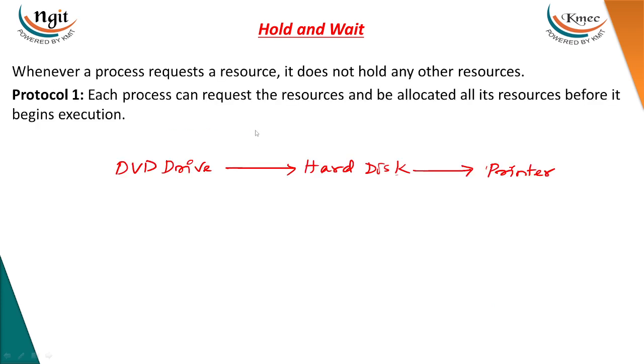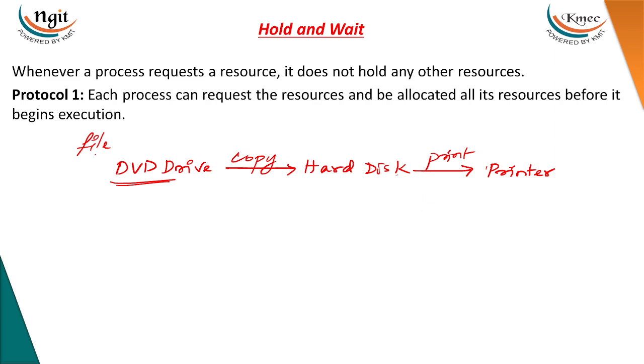First one, if each process can request the resources and be allocated all its resources before it begins its execution. That means, let us take an example. There is a file in your DVD drive and you need to copy it onto the hard disk, then take a print on the printout.